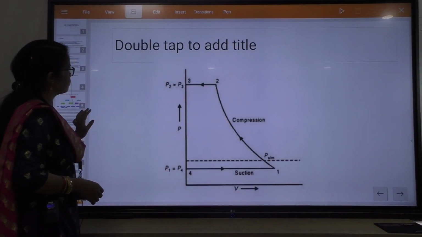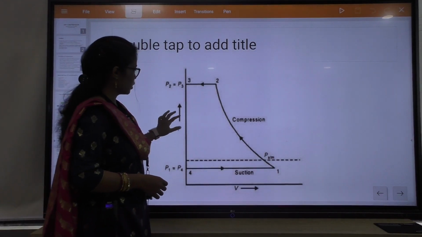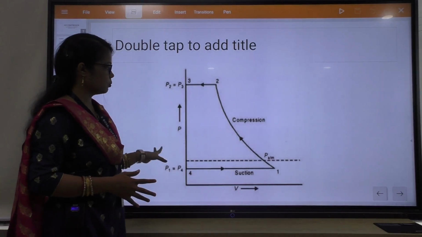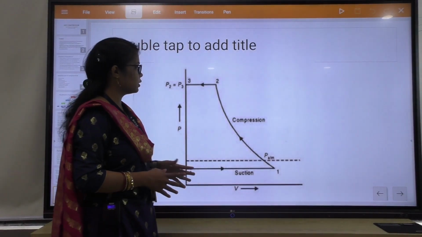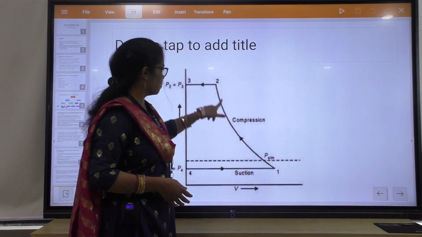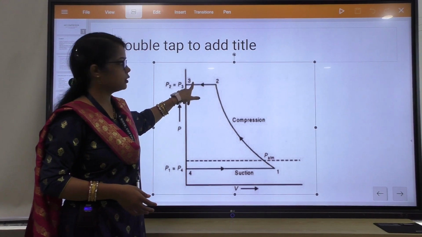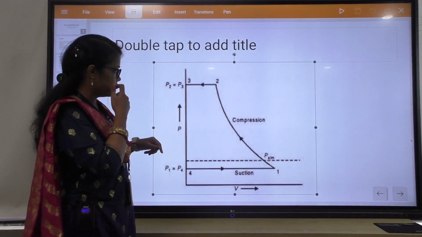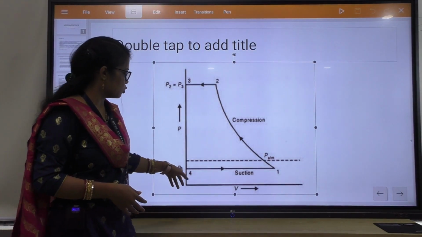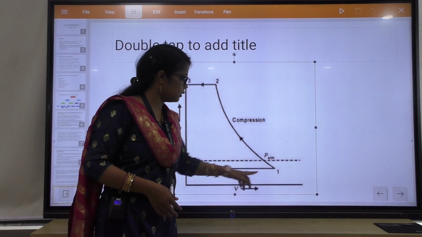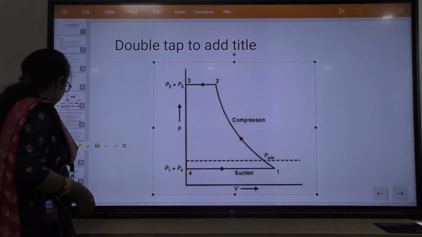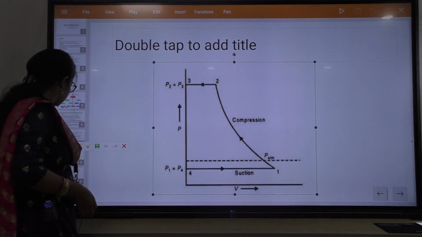Okay, this graph. This is the working principle of the air compressor, and in this process all the strokes are happening. First is suction, then compression, and this is the delivery. That means this is the discharge of the air from the cylinder to the storage tank. So I am telling you about this suction line. What happens during this suction process?